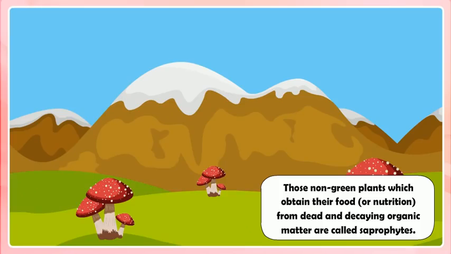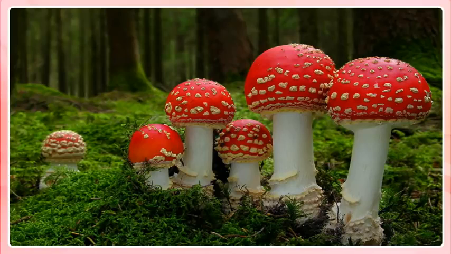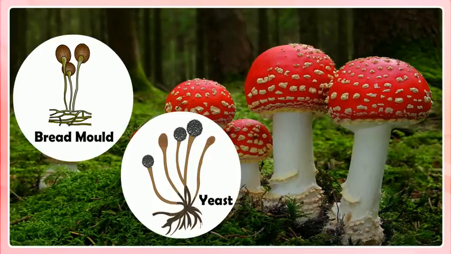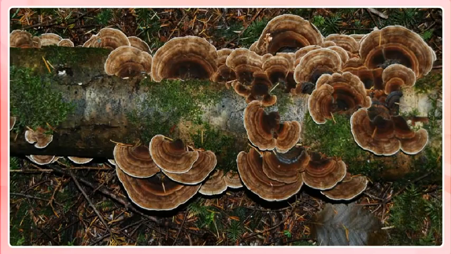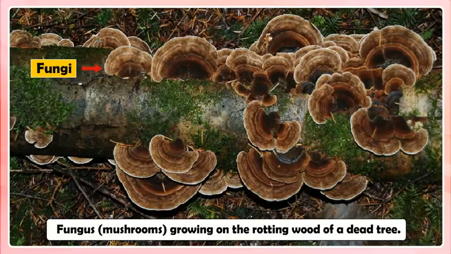Saprophytes. Those non-green plants which obtain their food or nutrition from dead and decaying organic matter are called saprophytes. The fungi such as mushrooms, bread mold, and yeast are saprophytes. The non-green saprophytic plants such as fungi obtain their food as follows.